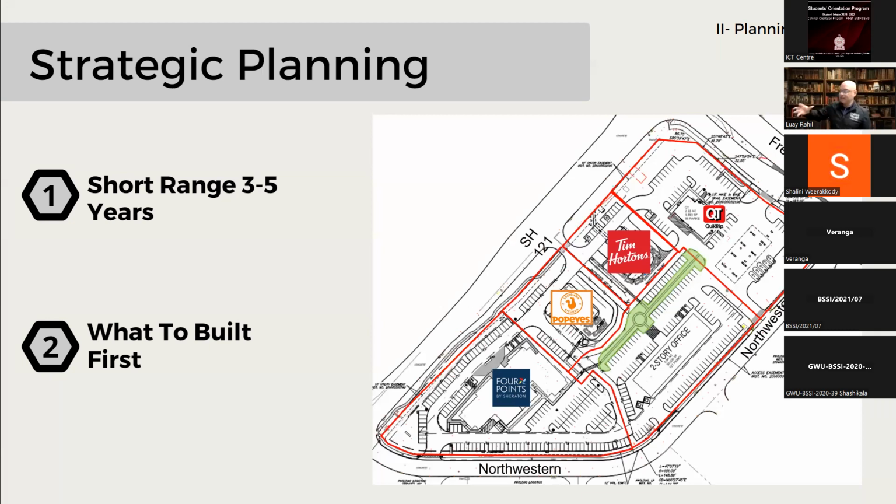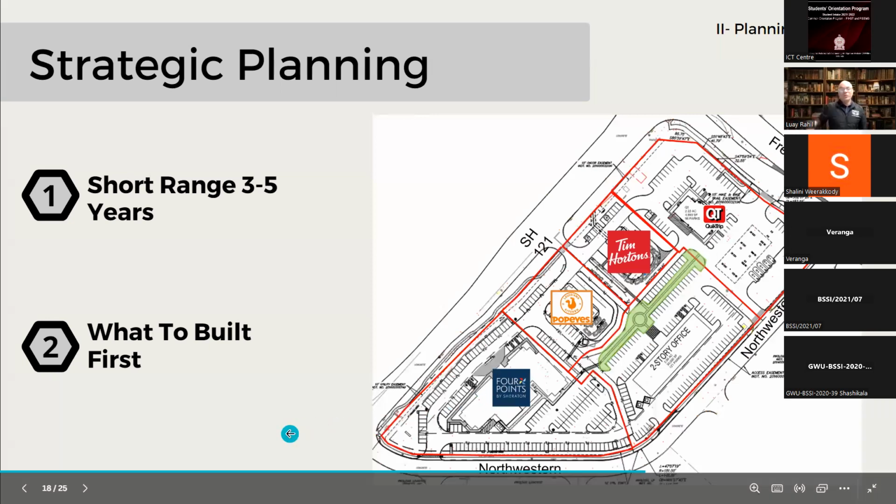They wanted to see a gas station where they could buy petroleum. They wanted to see a coffee shop where they could go sit down and enjoy themselves, or a Popeyes where they want to go eat. And also they want a hotel. And this is what we did.